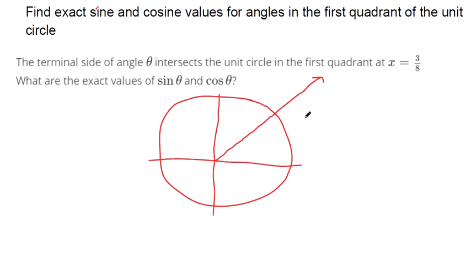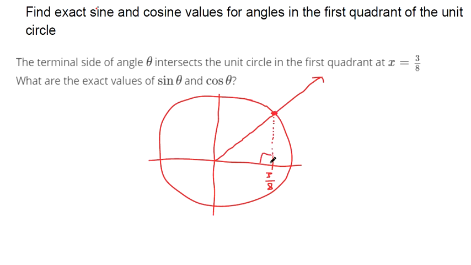At x equals 3 over 8. So if it's intersecting here, it's saying the x coordinate of that point is 3 over 8. What are the exact values of sine theta and cosine theta? So what you can do is draw a right angle triangle, which is something we need in order to tell what sine and cosine are, right?